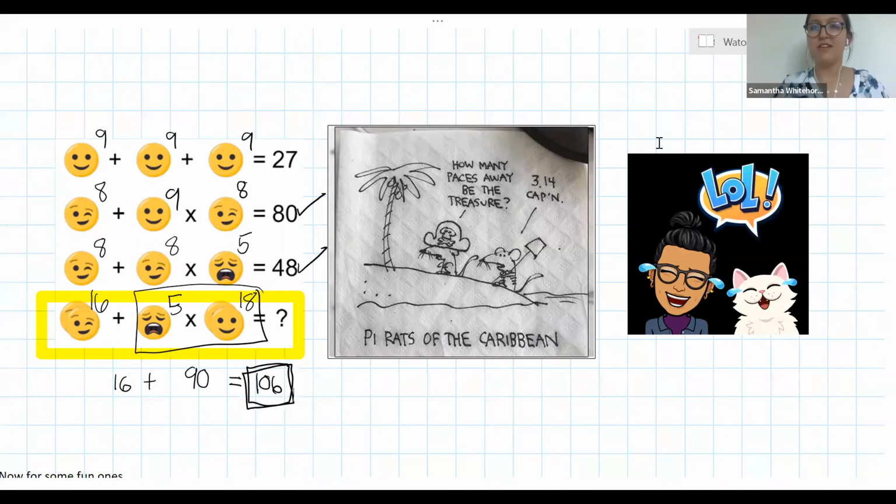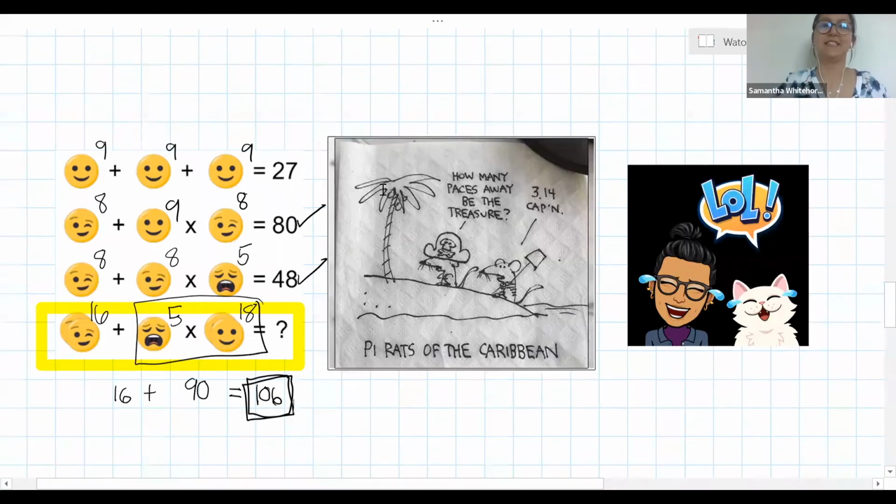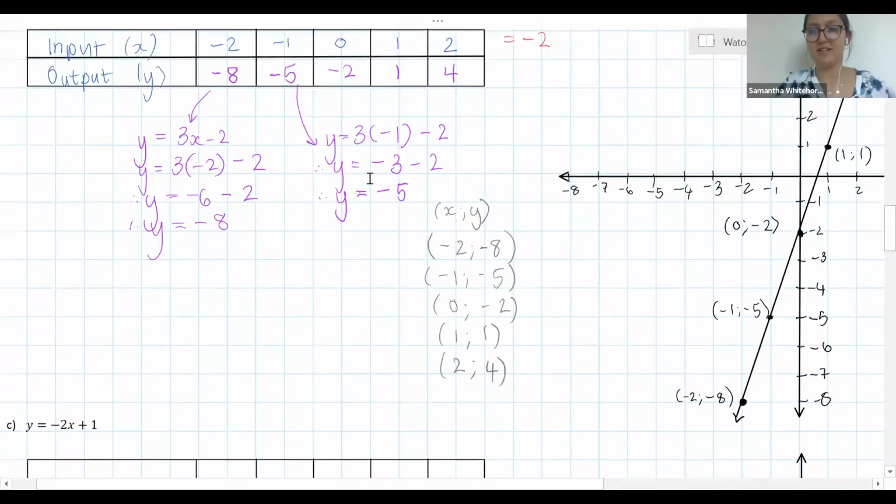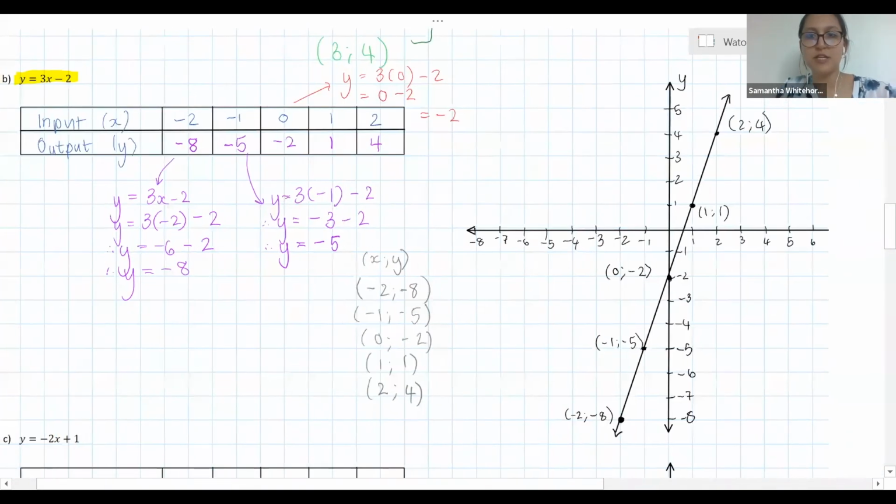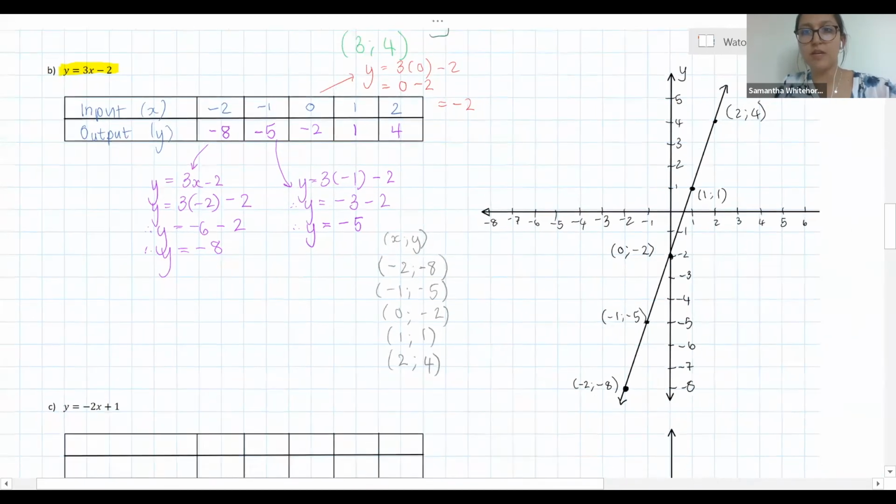I do see that you want me to go back to B, so I'm going to go back to B now. Okay, so here's B, just in case anyone didn't screenshot B, there it is for you.